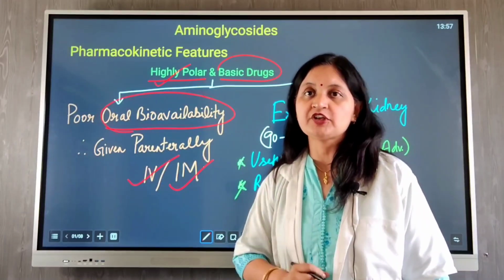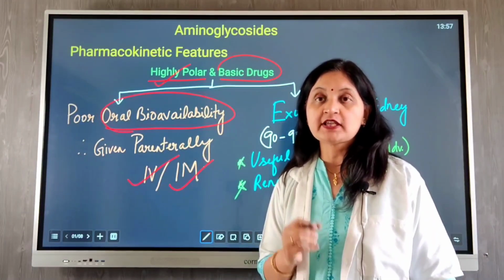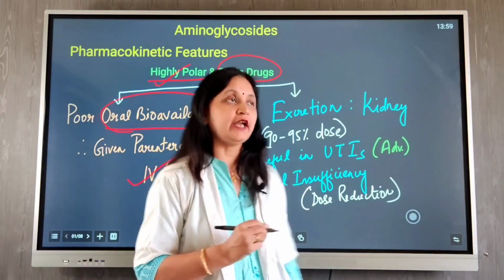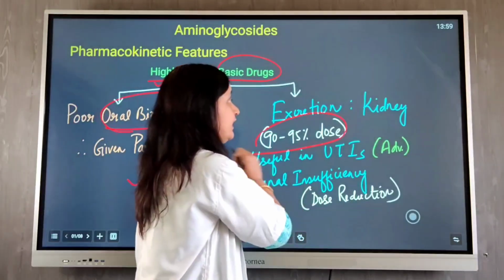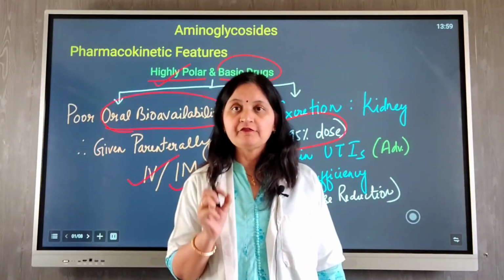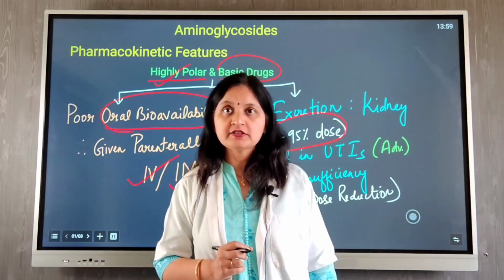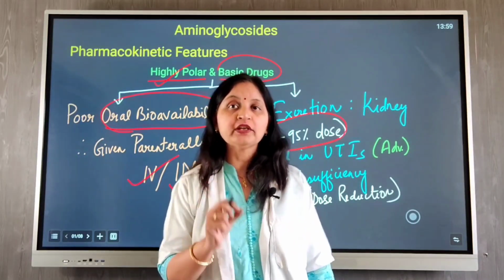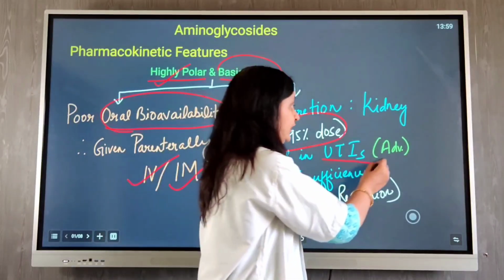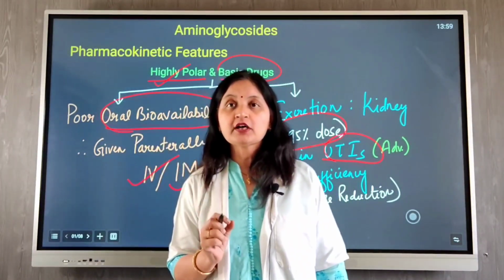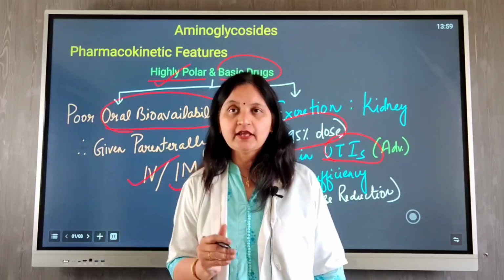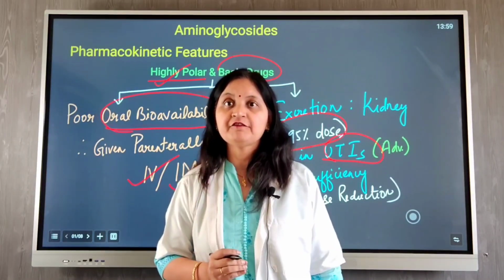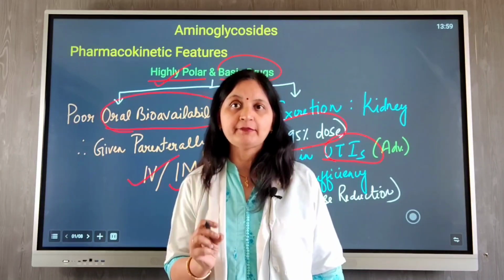Parenteral route of administration is preferred for aminoglycosides because of poor oral bioavailability. In terms of excretion, 90 to 95% of the intravenous dose is excreted through the kidney by glomerular filtration. Because they attain high urinary concentration, they are useful for the management of urinary tract infections. Also, keep in mind that these drugs are active in alkaline pH rather than acidic pH. So, the use of an alkalizer in urinary tract infections increases the effectiveness of aminoglycosides.